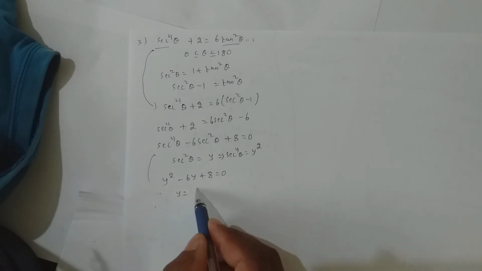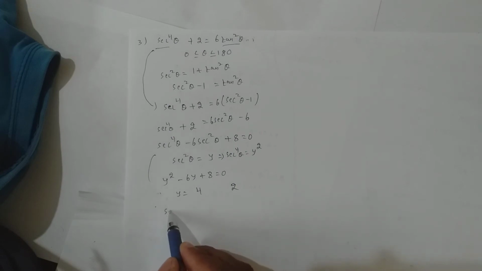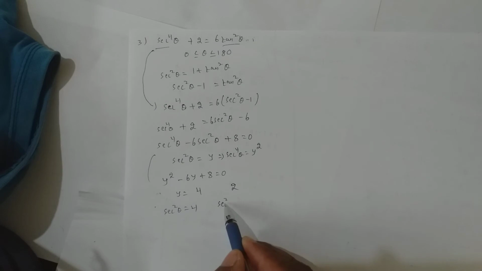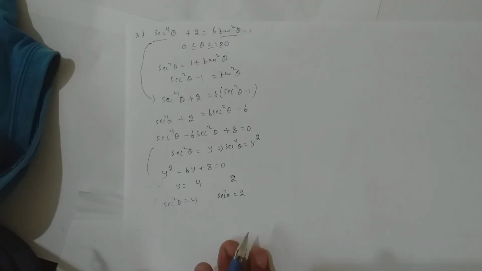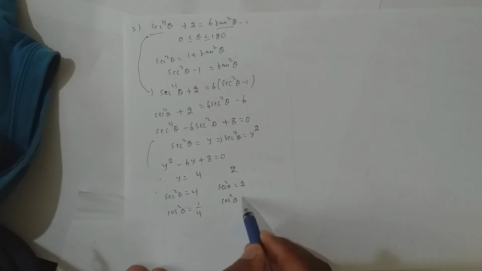Place it in the calculator, the y values you get are 4 and 2. So y is nothing but secant square theta equals 4, or secant square theta equals 2. Change secant square to cos square. So cos square theta becomes 1 by 4, or cos square theta becomes 1 by 2.